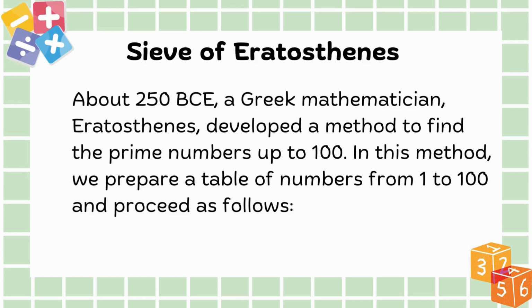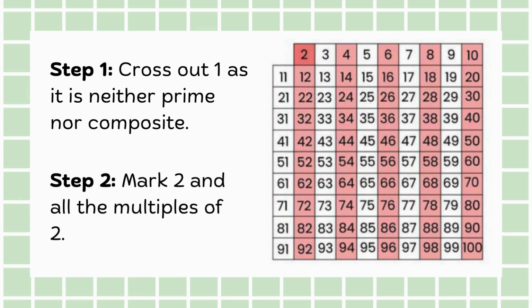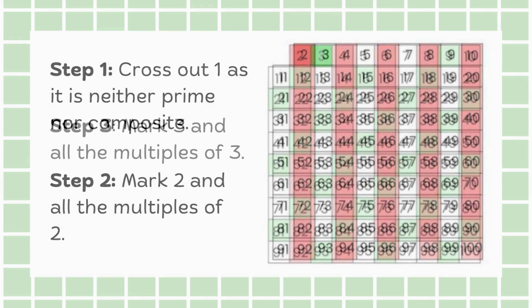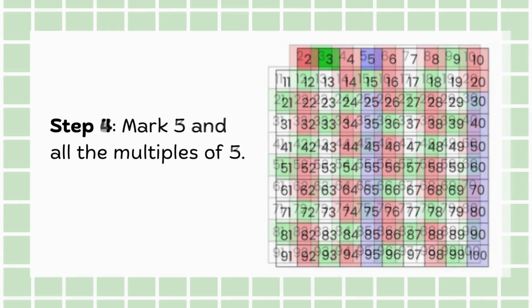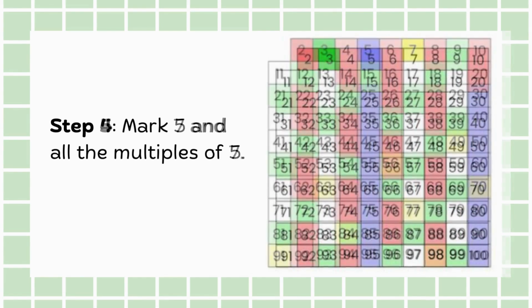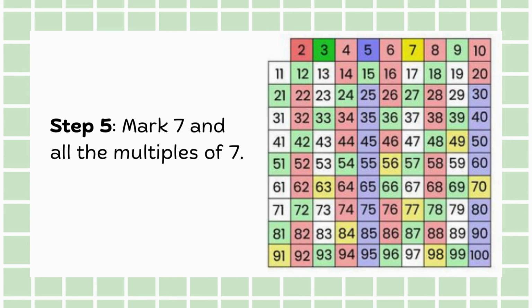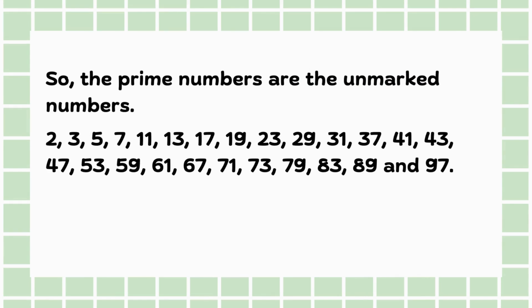In this method, we prepare a table of numbers from 1 to 100 and proceed as follows. Step 1. Cross out 1 as it is neither prime nor composite. Step 2. Mark 2 and all the multiples of 2. Step 3. Mark 3 and all the multiples of 3. Step 4. Mark 5 and all the multiples of 5. Step 5. Mark 7 and all the multiples of 7. So the prime numbers are the unmarked ones.